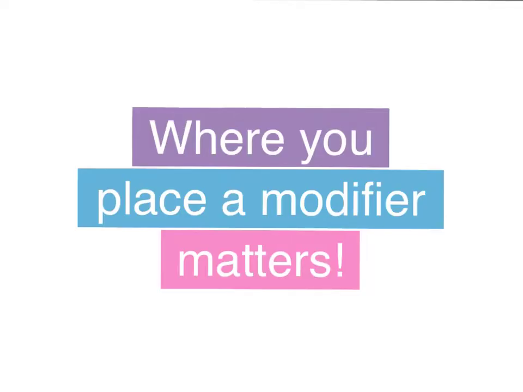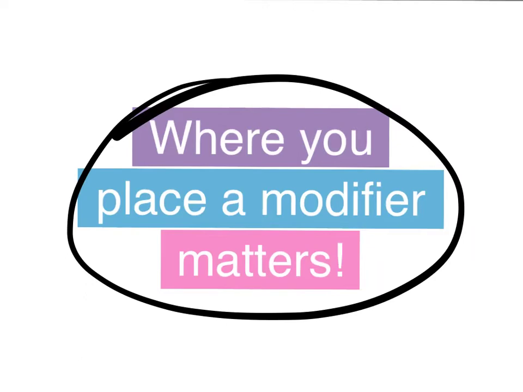Now, why is this all important? It's important because where you place a modifier matters. It absolutely does. Depending on which type of modifier you use and where you choose to place it, it draws the reader's eye to a certain place in your text. And as a great writer, that's what you want to do. You want to create images that draw readers in.